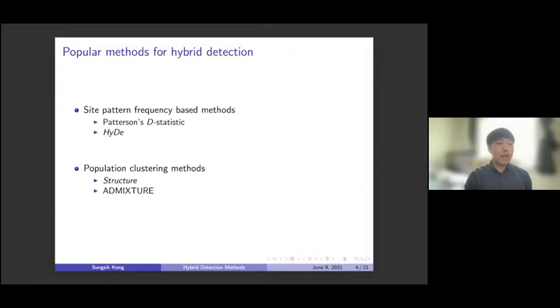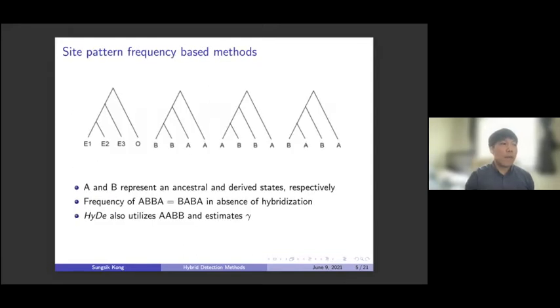Alternatively, people use non-network methods to detect hybrids when they have a genomic dataset in hand. In general, these methods can be largely categorized as site-pattern frequency-based methods, which include Patterson's D-statistic, also called the ABBA-BABA test, and HyDe, and population clustering methods, represented by the Bayesian-based STRUCTURE and the maximum likelihood-based ADMIXTURE. The site-pattern frequency-based method conducts a formal hypothesis test for the presence of hybridization.